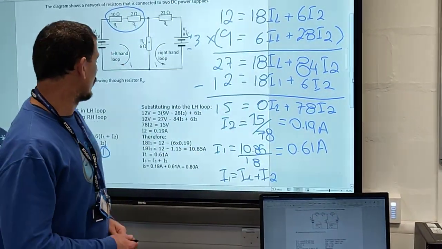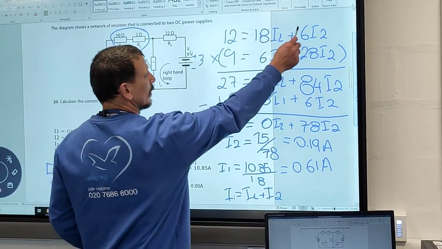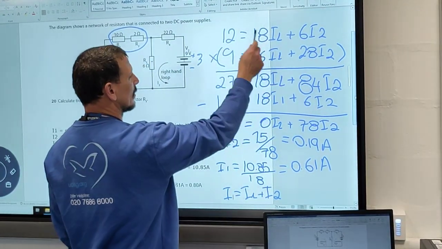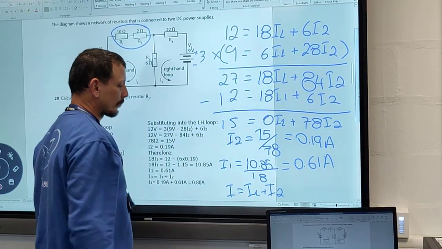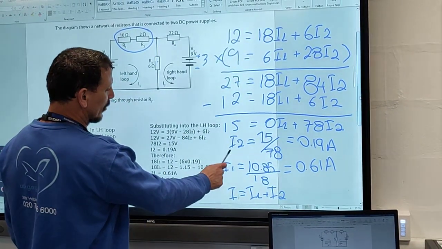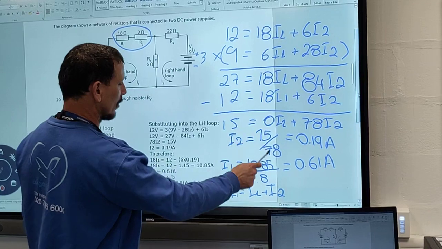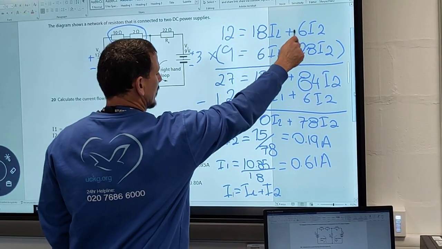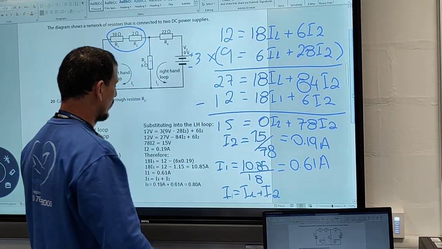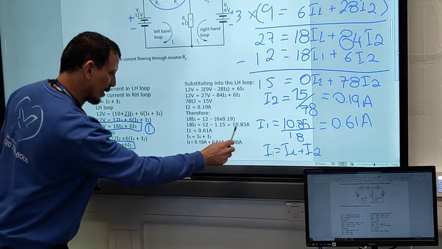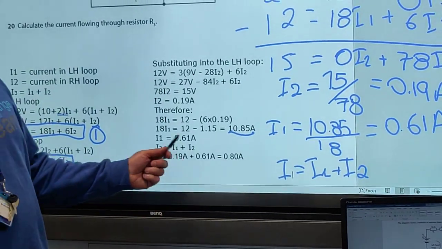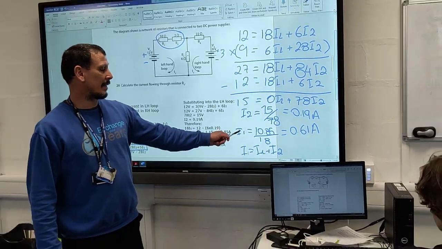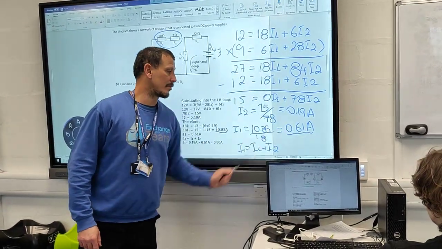With the result of I2, you can go back into your first formula and substitute it there. So it's going to be 6 times 0.19 plus 18 I1. So you're going to get I1 equals 12 minus the value of 6 times 0.19, which is shown in the formula, is 10.85. And then all you have to do is divide 10.85 by the 18, which was multiplying I1, and you get a result of 0.61 amps.